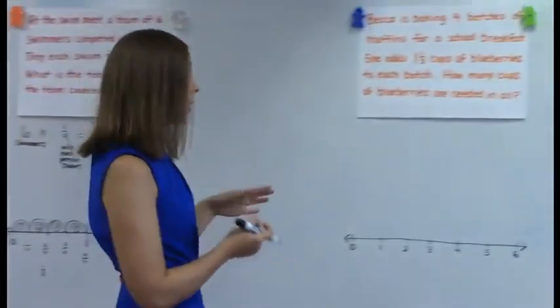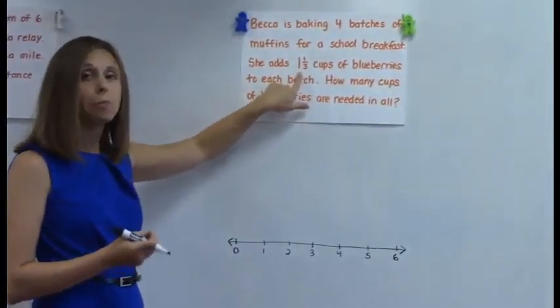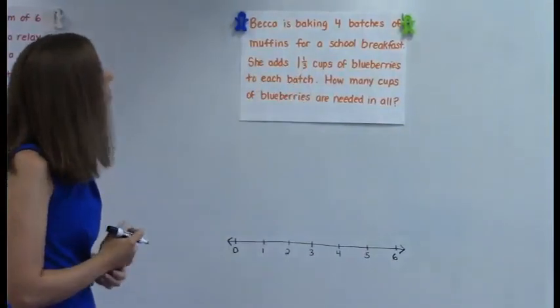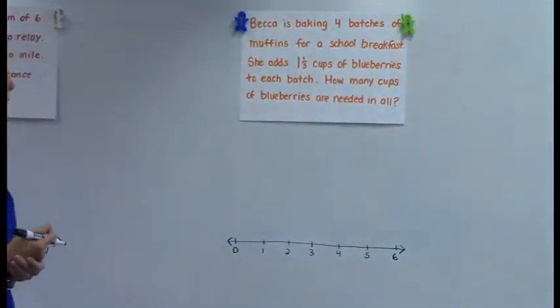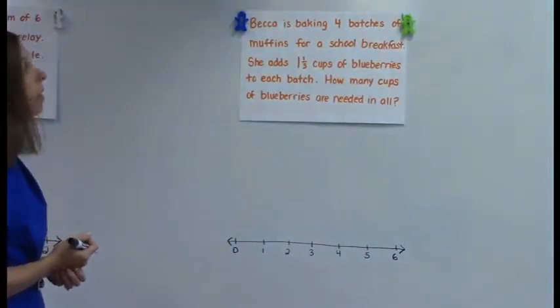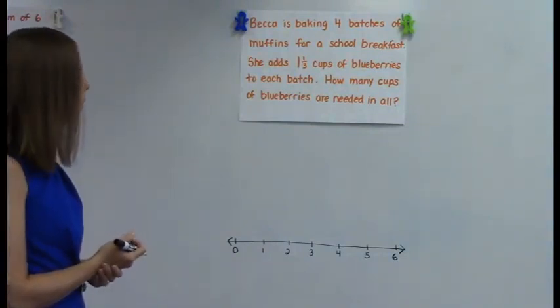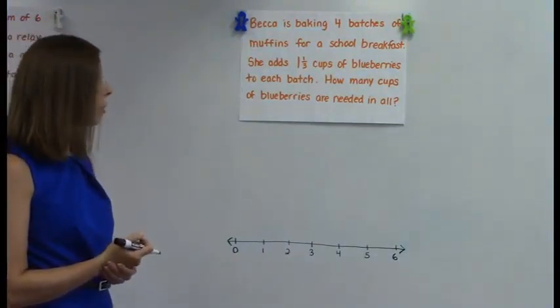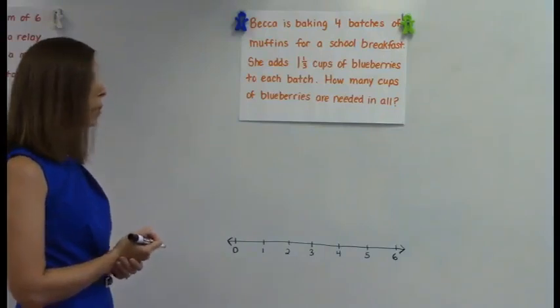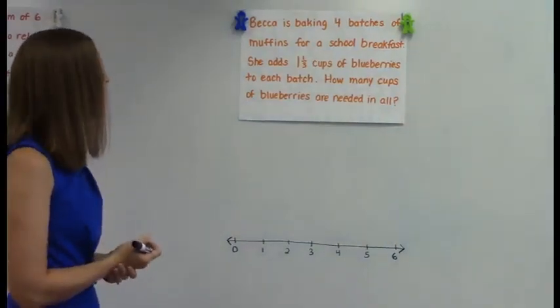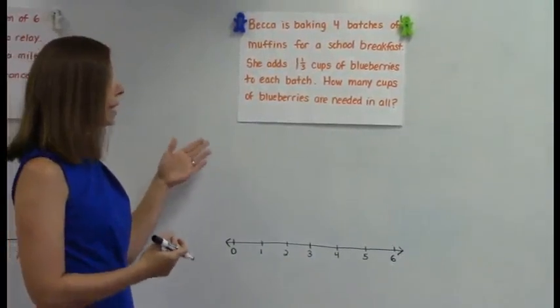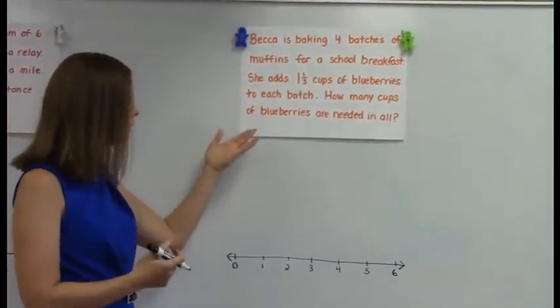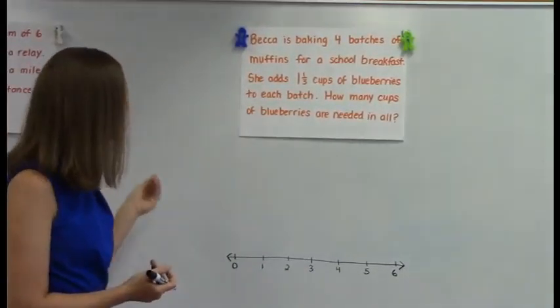This one is a little bit different as it's going to include a mixed number. Becca is baking 4 batches of muffins for a school breakfast. She adds 1 1/3 cups of blueberries to each batch. How many cups of blueberries are needed in all? So this is going to be similar in the setup of the equation. Let's look for the important information in the problem.